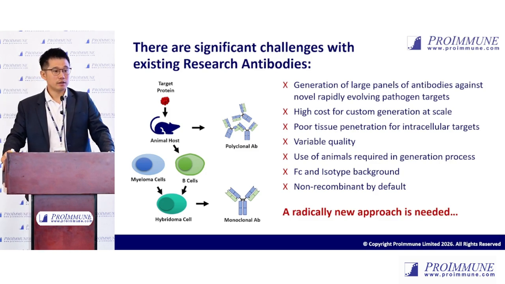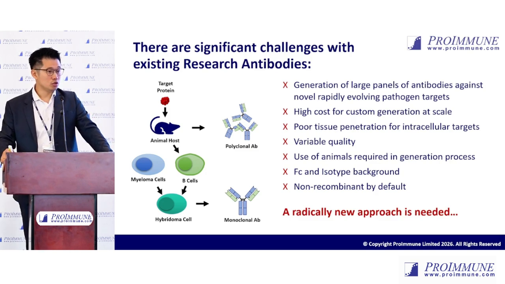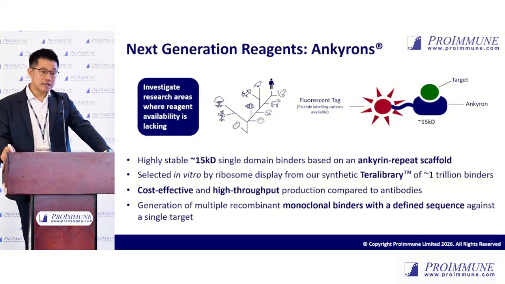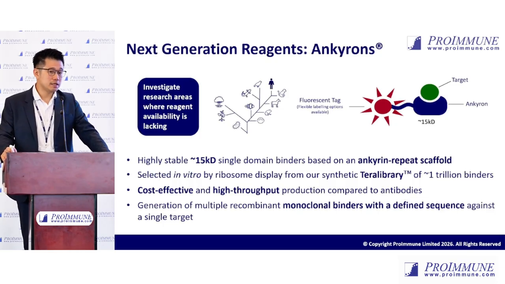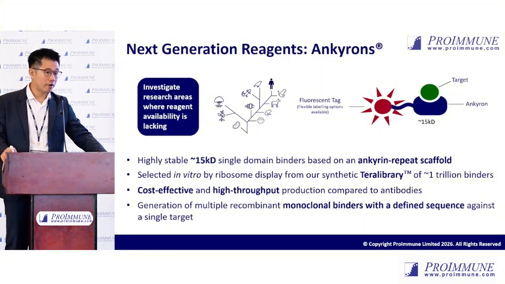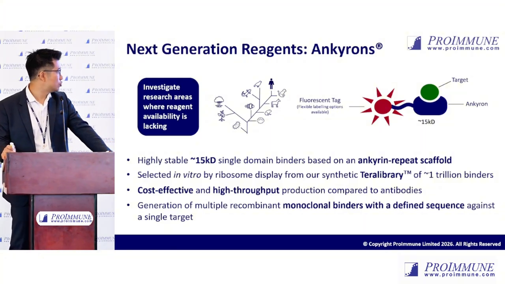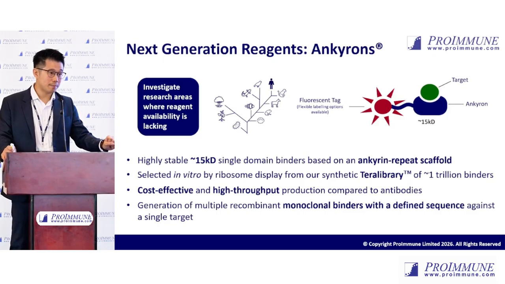So our company has developed this new technology, which is called the Ankyrons. These Ankyrons are highly stable, just 15 kilodalton, and stable as a monomeric form, and they are made of an ankyrin repeat scaffold protein. We select these binders from our TeraLibrary, which contains about 1 trillion clones, and we use in vitro ribosome display to select positive binders against the target of interest.